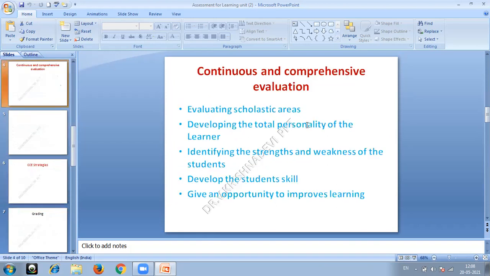The next one is continuous and comprehensive evaluation. Continuous and comprehensive evaluation is nothing but the students' activities are measured continuously. That is also called continuous and comprehensive evaluation. In this method, evaluating the scholastic areas and developing the total personality of the learner, and identifying the strengths and weaknesses of the students, and developing the students' skill, and giving an opportunity to improve learning.